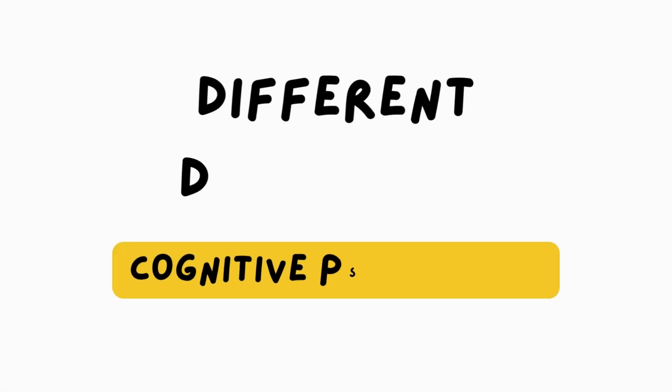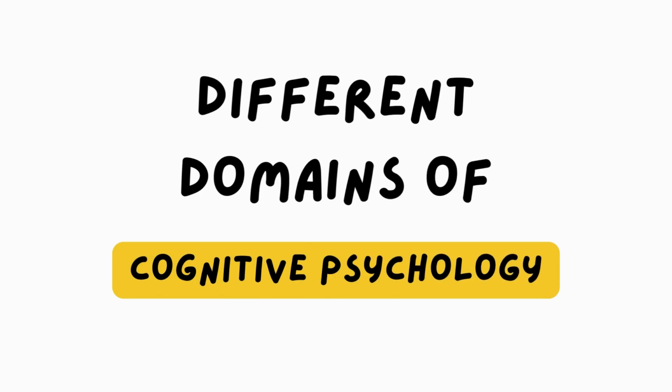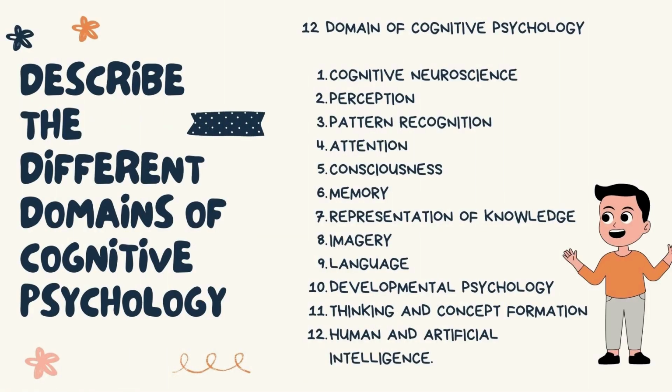Now let's come to the second part, that is, describe the different domains of cognitive psychology. There are 12 domains of cognitive psychology. First, you have to write it like this. These are cognitive neuroscience, perception, pattern recognition, attention, consciousness, memory, knowledge representation, imagery, language, developmental psychology, thinking and concept formation, human and artificial intelligence. Now you have to describe each and every point. You can just write 2 to 4 sentences each.